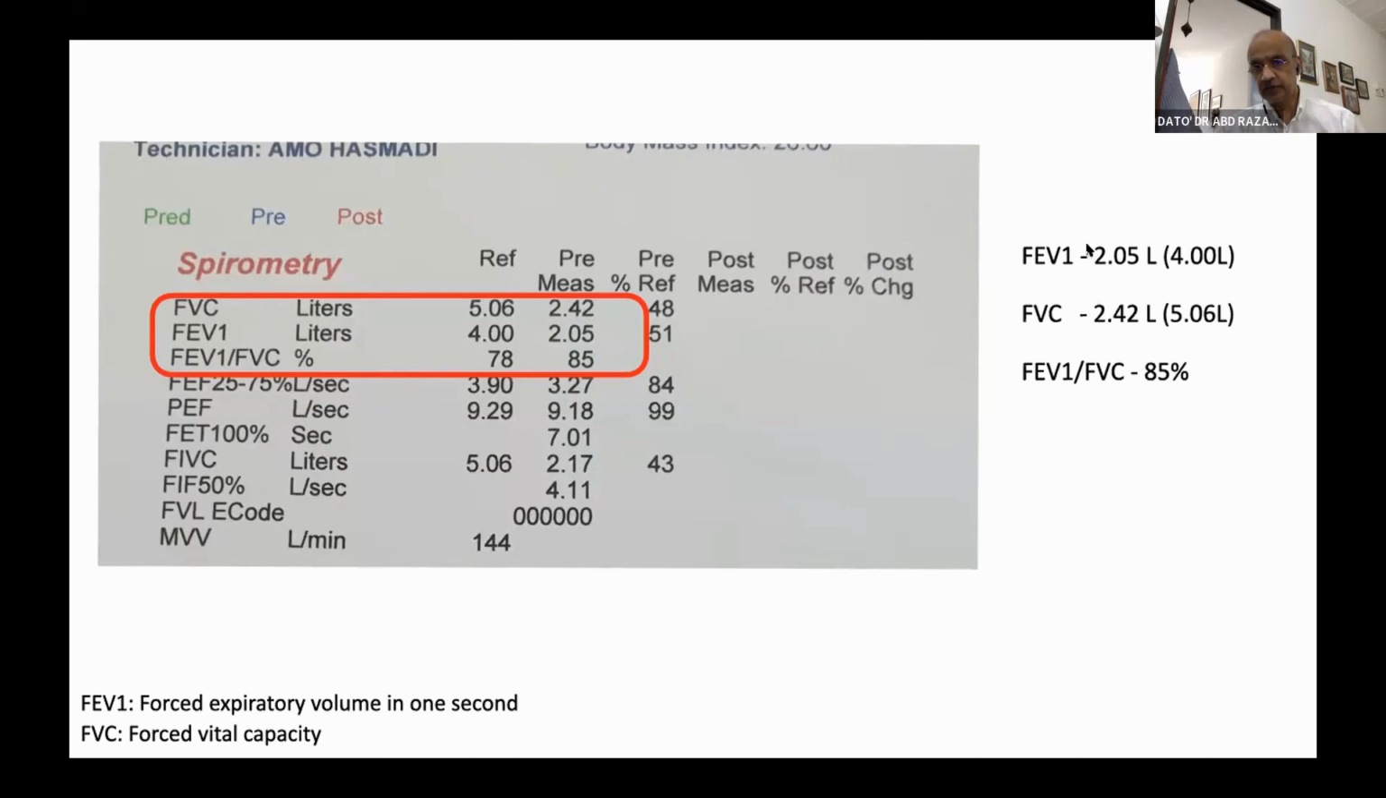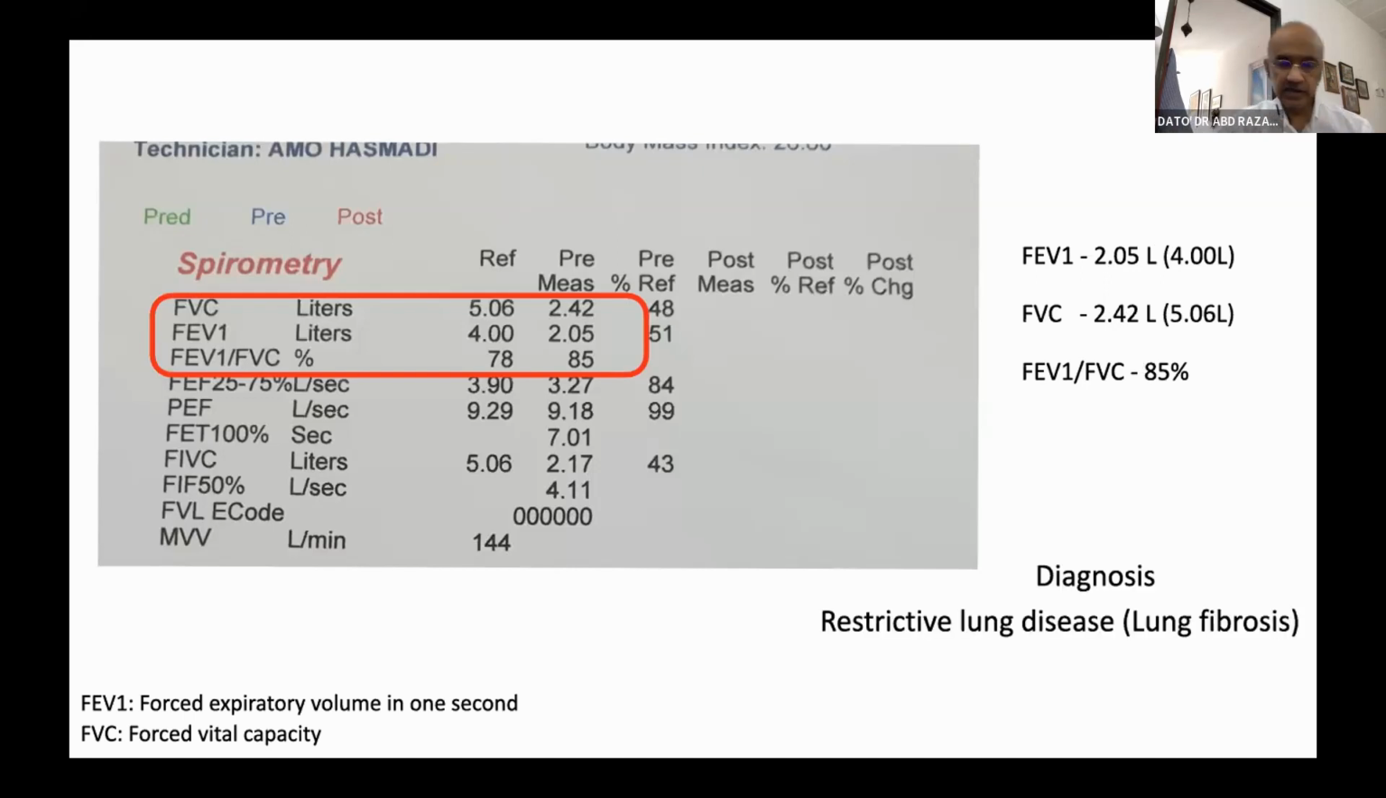So it is 85. Its forced vital capacity is 2.0, FEV1 is 2.05. It's less than almost half compared to normal. Normal should be 4 liters. It can only blow 2.05. Forced vital capacity, normal should be 5. It can only blow 2.4. So this is 50%, then this is 50%. The ratio becomes 85. So this is restrictive lung disease.